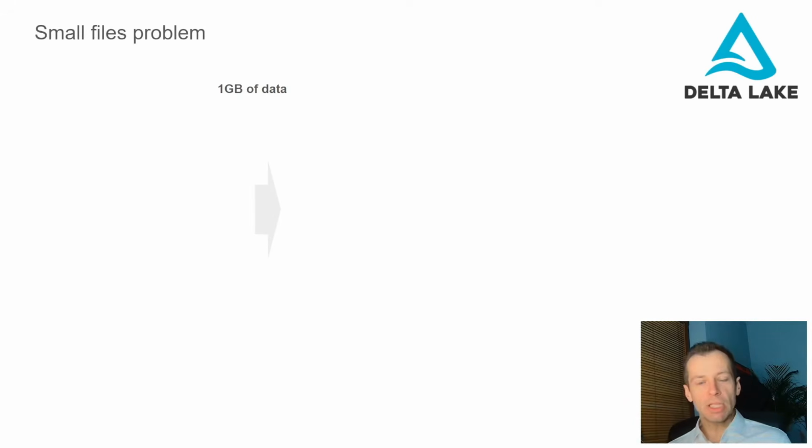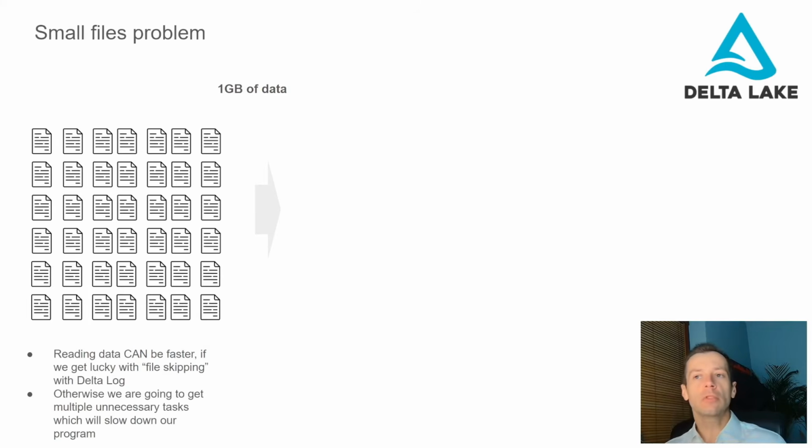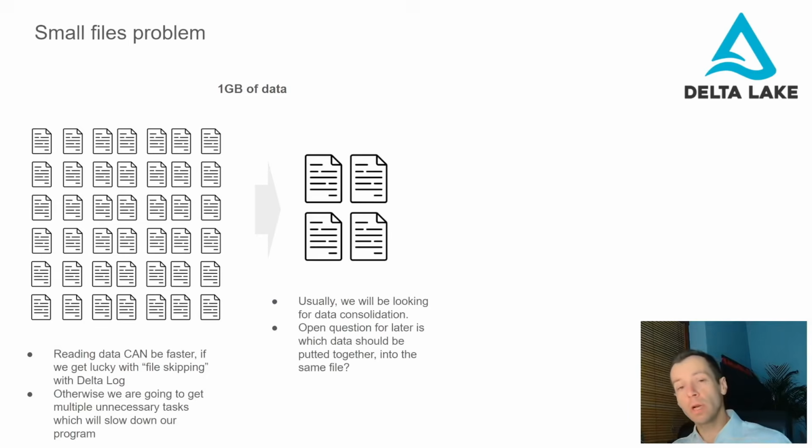We can imagine that we have a data set, even 1 gigabyte, in a huge number of small files. And then we fire a very broad query like select average from all the data you're having in the table. So Spark will need to go through all the data, and most likely it will create one task per each file. We are going to end up with a very long job. So typically we will be after consolidating small files into a smaller number of bigger files.